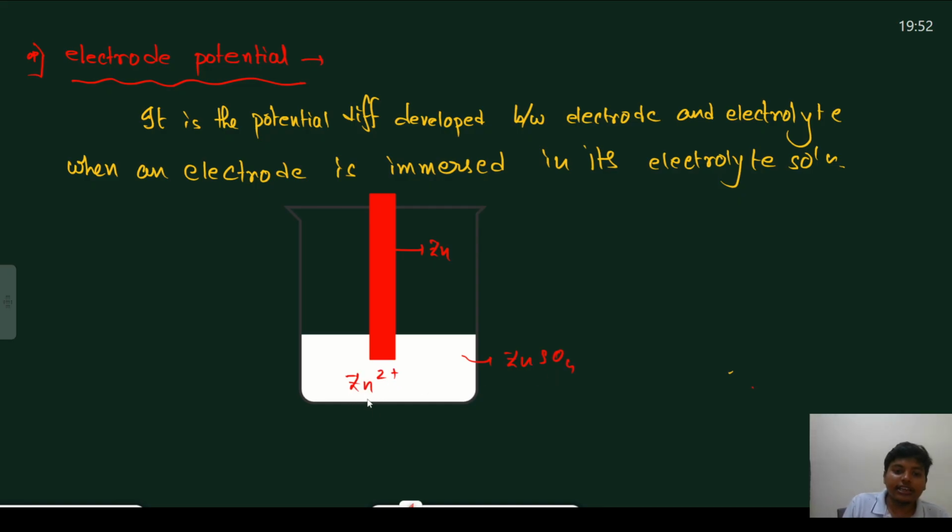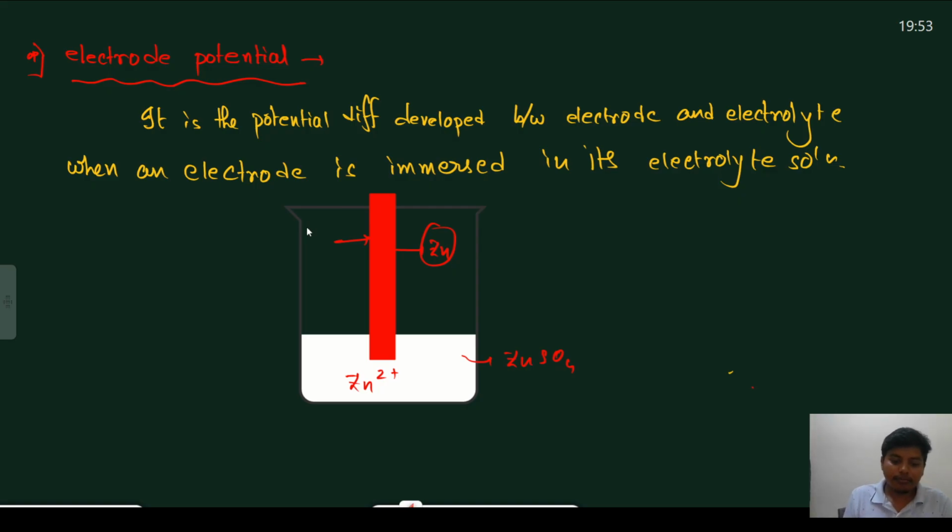Now Zn2+ is charged, yes or no? And zinc is neutral, yes or no? So between a charged particle and a neutral particle, there should be some charge difference. Charge difference means there should be a voltage difference or potential difference. That difference is known as the electrode potential. Understood?